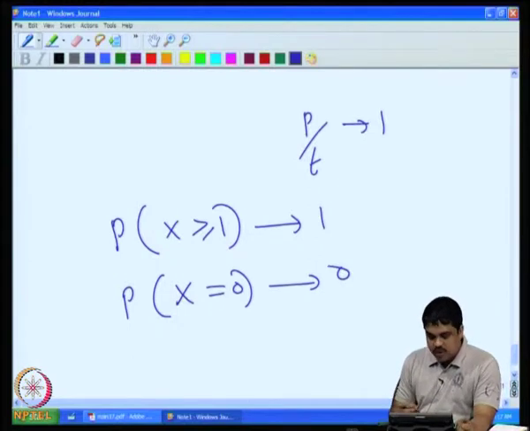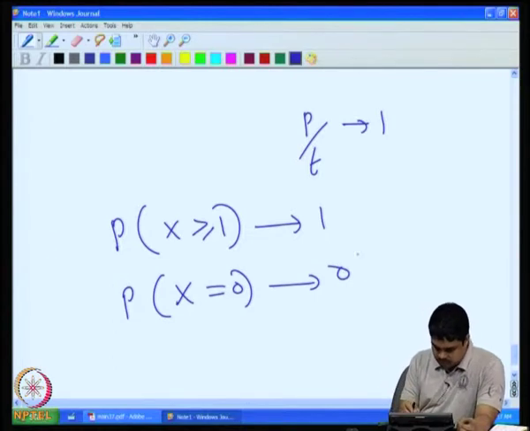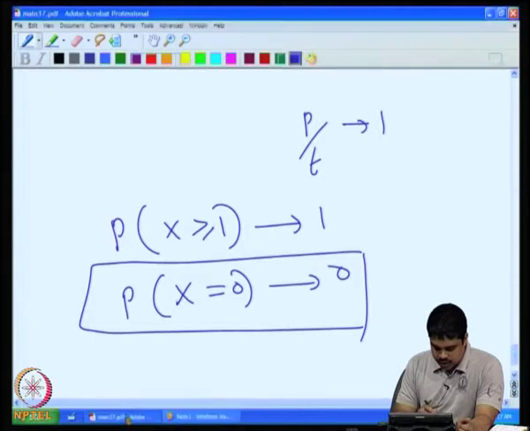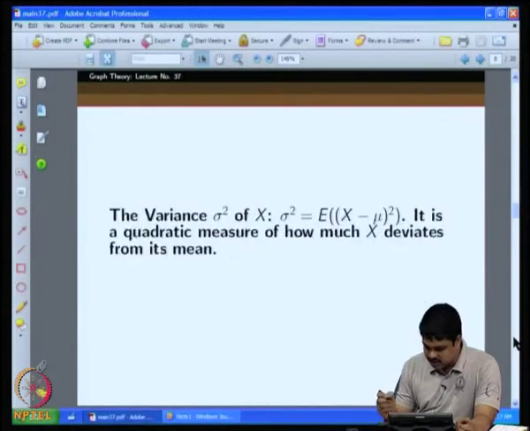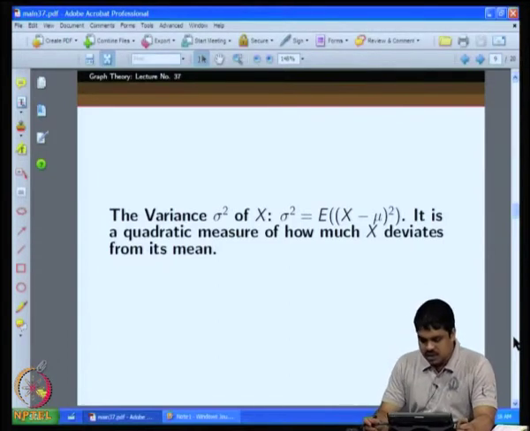Here, as we told, expectation will not work, because just showing that expectation is high will not work. So, this needs more ideas. What we are going to do is to use something called the variance. Let us define the variance sigma square of x. Sigma square is equal to expectation of (x minus mu) whole square.